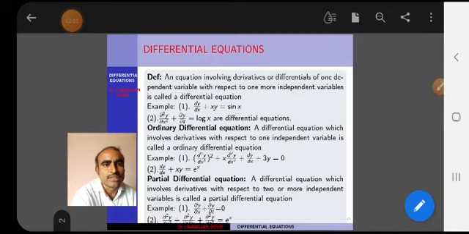Now the partial differential equation. A differential equation which involves derivatives with respect to two or more independent variables is called a partial differential equation. First example: ∂y/∂x + ∂y/∂t = 0. In this equation, we have two independent variables x and t, so this is a partial differential equation. And example 2: ∂²y/∂x² + ∂²y/∂x∂t + ∂²y/∂t² = e^x. So this is also a partial differential equation.